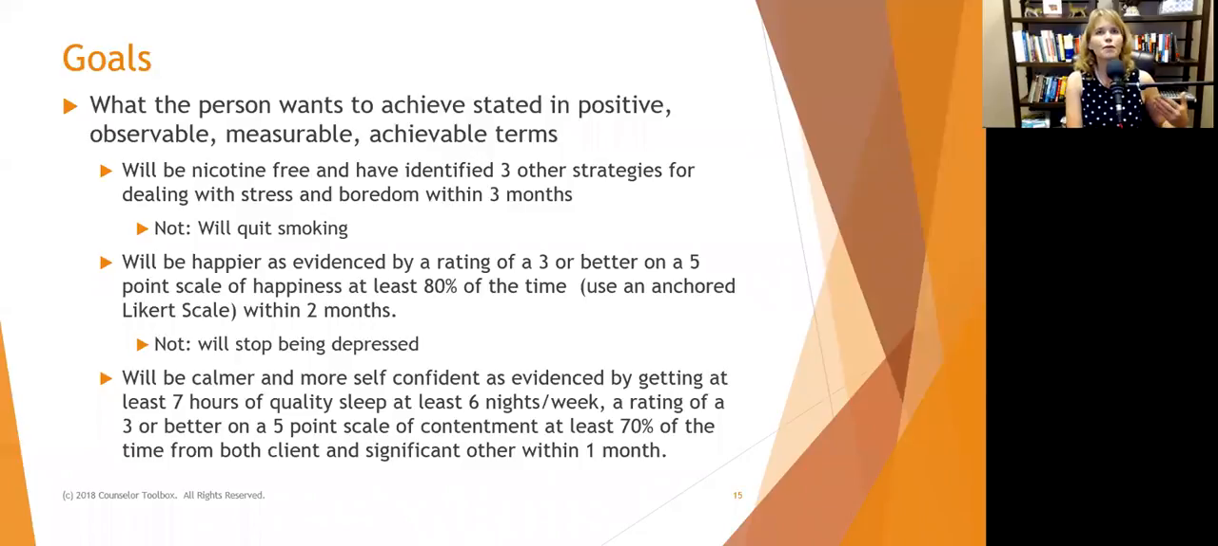Another example is the person will be calmer and more self-confident, as evidenced by getting at least 7 hours of quality sleep at least 6 nights a week, a rating of 3 or better on a 5-point scale of contentment at least 70% of the time from both the client and the significant other within a month. So sometimes if you've got somebody with anxiety, you have them rate their level of anxiety or their level of contentment for that week. But sometimes significant others in the household pick up on things. And so have that significant other rate where they think that person was, and then compare the 2 numbers. And if there are discrepancies, try to figure out why. A lot of times the person with anxiety may feel that they're doing better, and the significant other's like, nah, you were still pretty edgy. So that gives you something that we can talk about.